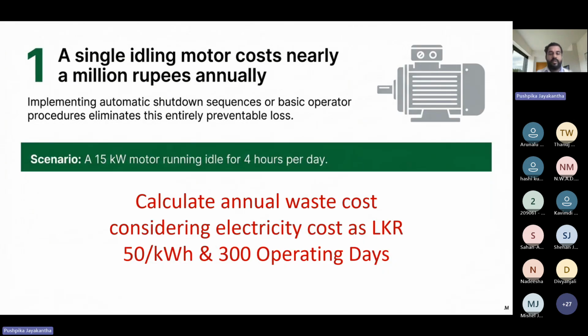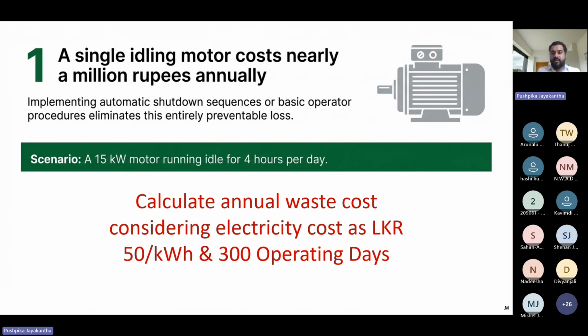So here we have another case study. There's a 15 kilowatt motor running idle for 4 hours per day. Now you have to calculate the annual waste cost, considering the electricity cost as 50 rupees per kilowatt hour and considering the operating days as 300. Team, can you do this? This is actually a very simple one.